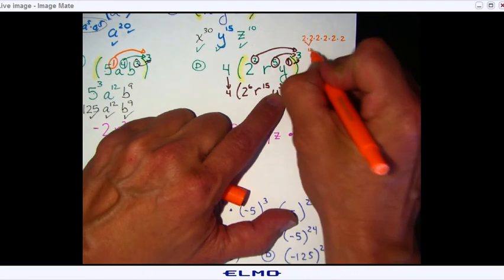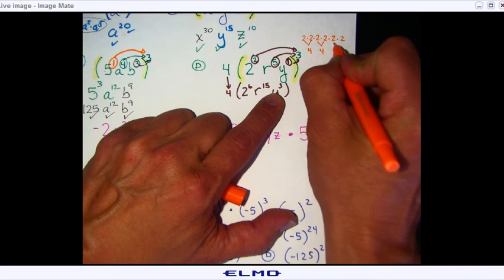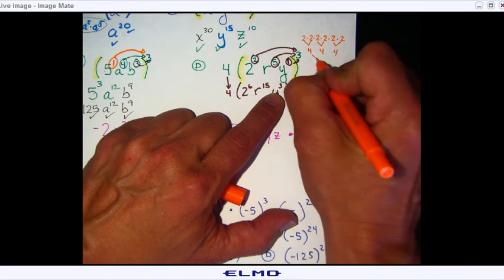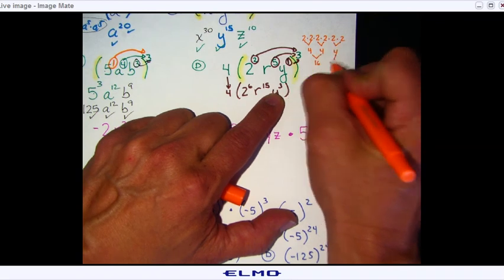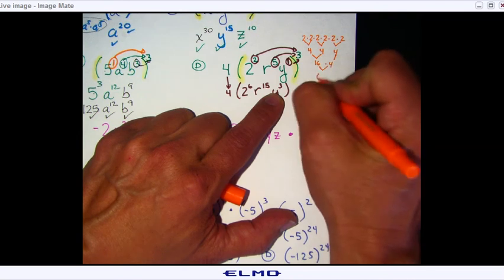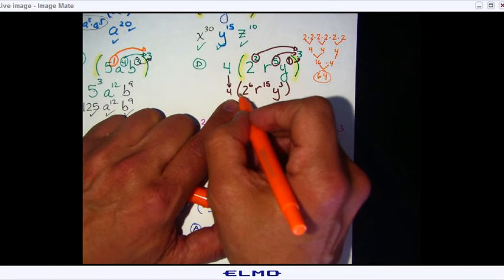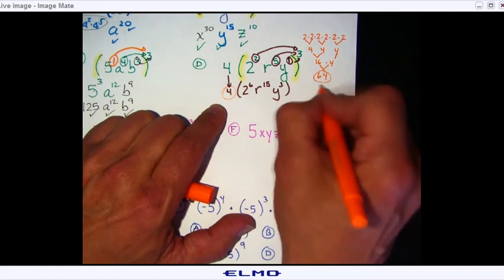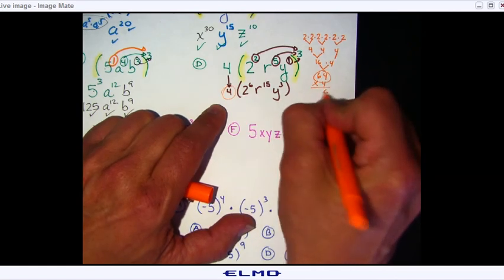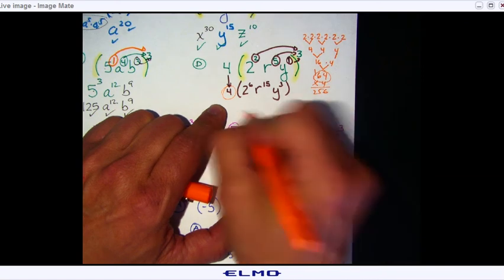So here we go. 2 times 2 is 4. 2 times 2 is 4. 2 times 2 is 4. 4 times 4 is 16. Bring down the 4. And 16 times 4 is 64. So now it's 64. But remember, you got to multiply by this 4. So that is 256.